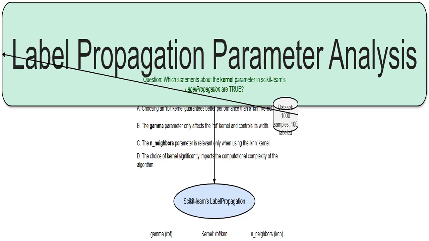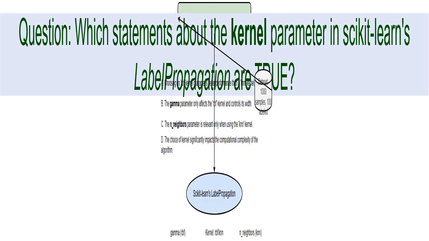I'm analyzing how different parameters in scikit-learn's LabelPropagation algorithm affect its performance. Specifically, I'm focusing on the kernel parameter and its interaction with GAMMA and NNEIGHBORS. This is crucial for understanding how to choose the best settings for different datasets. This question tests your understanding of the LabelPropagation algorithm's parameters, especially the impact of the kernel choice on the prediction accuracy. You need to evaluate each statement given about the kernel carefully.